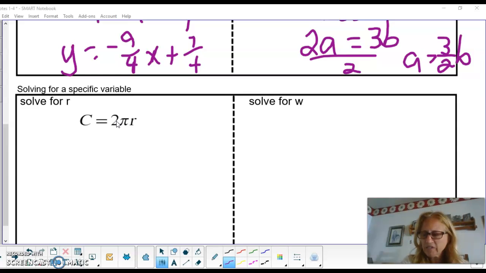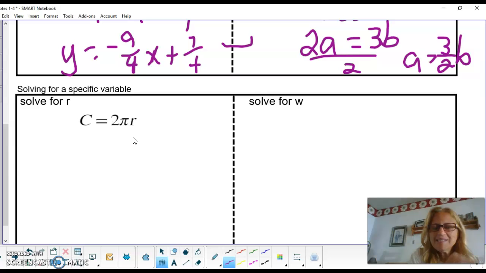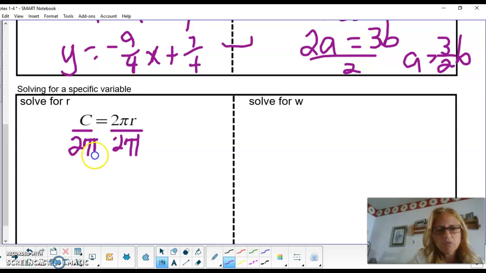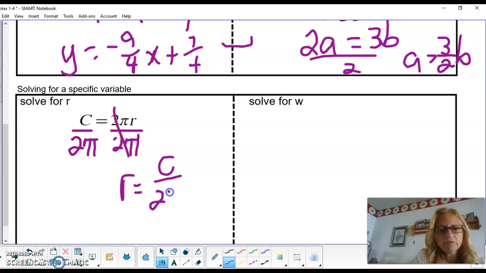So we're going to solve this for r. If you look here, there's only one r, and it's just in this expression 2 pi r, which is 2 times pi times r. So how do we get rid of multiplication? We divide. This is as easy as dividing both sides by whatever we're multiplying by r, which would be 2 pi. These cancel out, and we're left with r equals C over 2 pi.